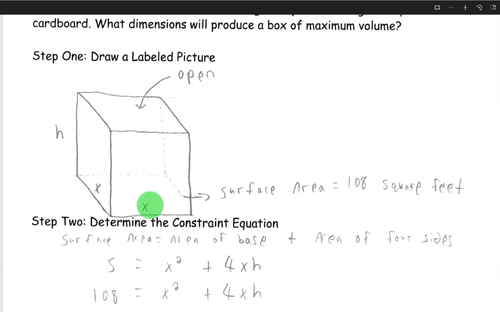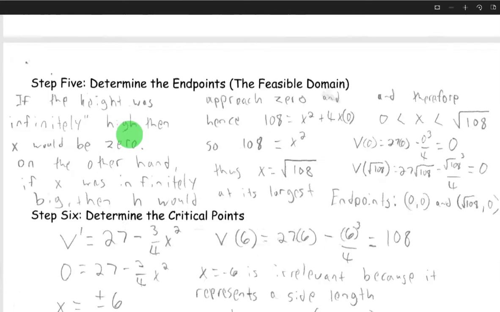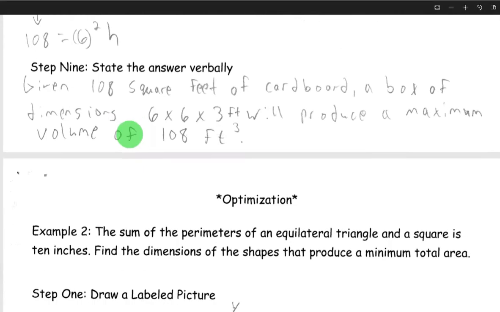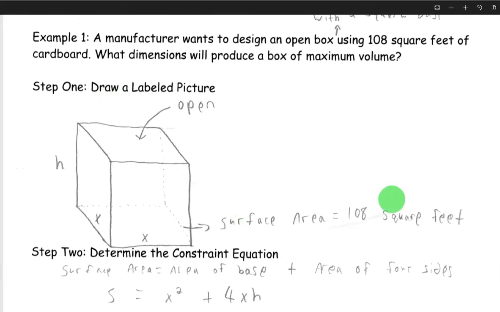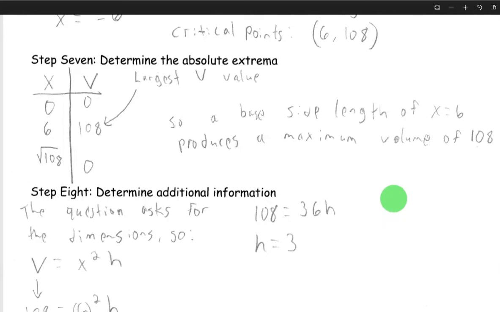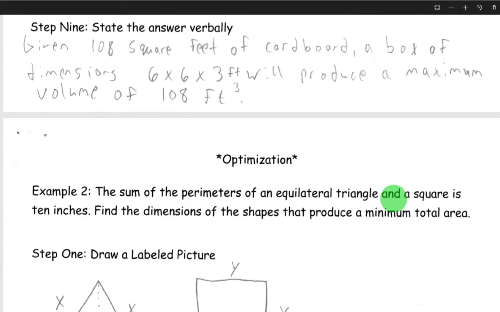Okay, so 6 by 6 by 3 will give you a box of maximum volume, which ends up being 108 cubic feet. Now, I just now noticed this is the same number as the square footage that you were given. That is definitely a coincidence, so do not think that that always happens. It just happens to be the case this time.